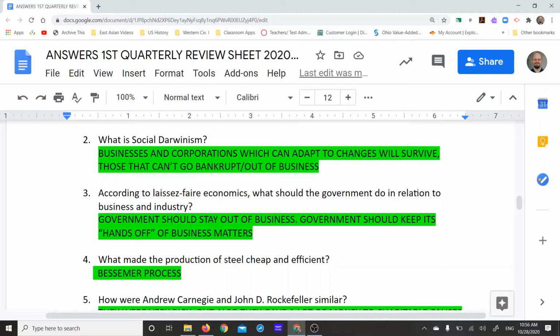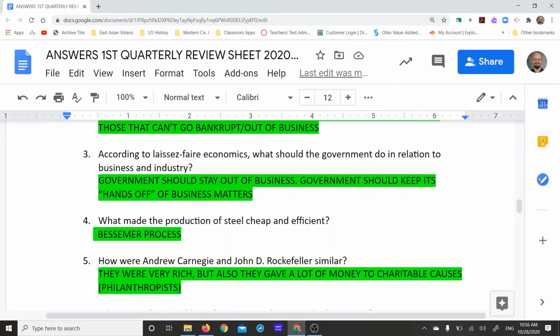How were Andrew Carnegie and John Rockefeller similar? Andrew Carnegie and John Rockefeller were both very rich tycoons. Andrew Carnegie made his money off of steel, was headquartered in Pittsburgh. John Rockefeller made his money off of oil, was headquartered in Cleveland. How are they similar? Well, they're both very rich, but they also gave a lot of money to charitable causes, so they were very philanthropic.